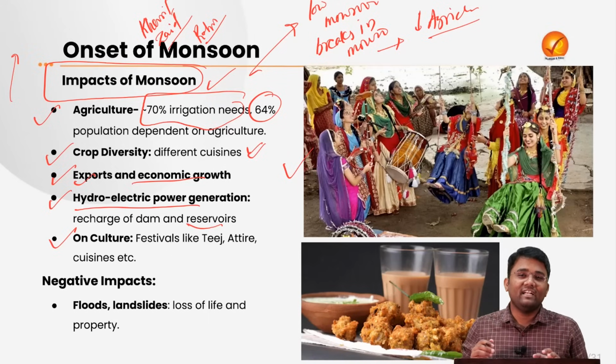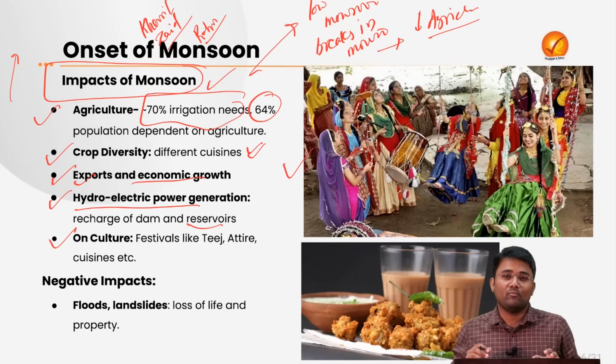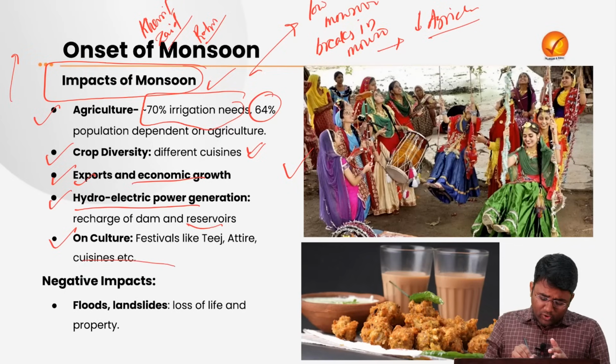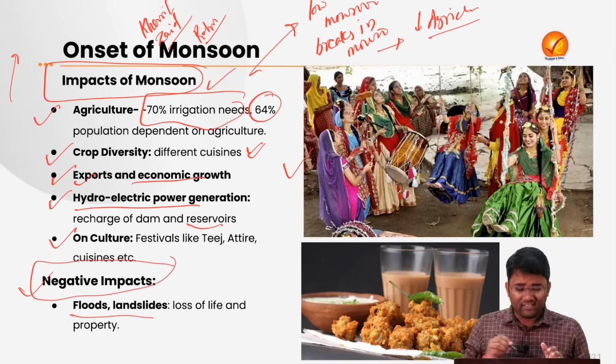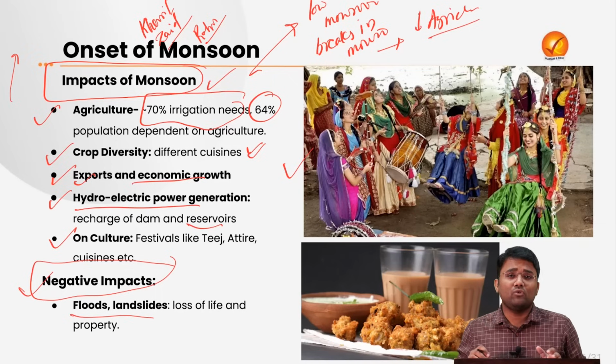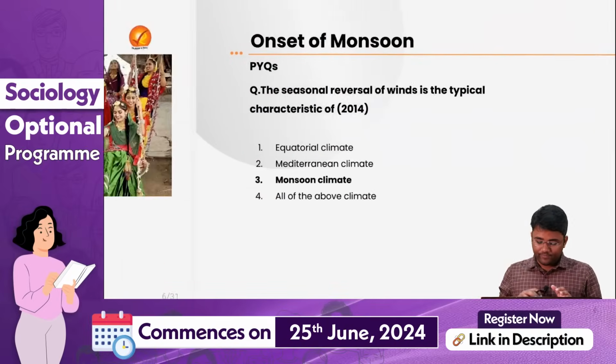We can all relate to the tendency to eat pakoda and chai at the onset of the monsoons. Apart from the positive impacts, there are some negative impacts also, like floods and landslides, that lead to loss of life and property. That is also one of the negative impacts of the monsoon.